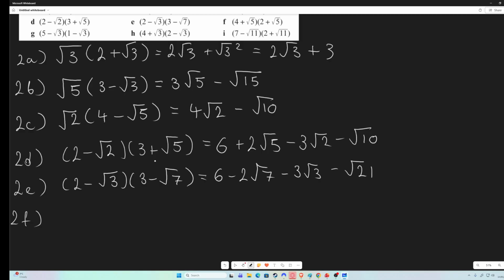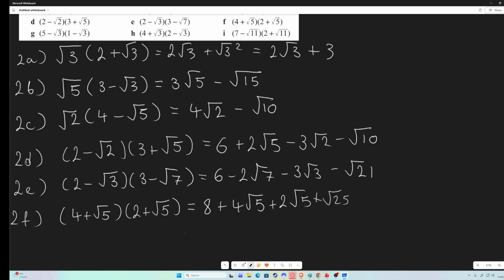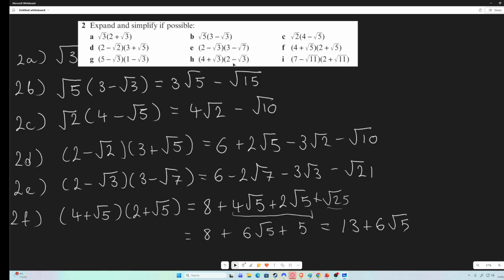2f. 4 plus root 5 times 2 plus root 5. That is, well, 4 times 2 is 8 plus 4 root 5 plus 2 root 5 plus root 25. You can simplify this further. The root 25 is just 5, so then I have 8 plus this goes together, 6 root 5 plus 5, so the answer is 13 plus 6 root 5. Okay.